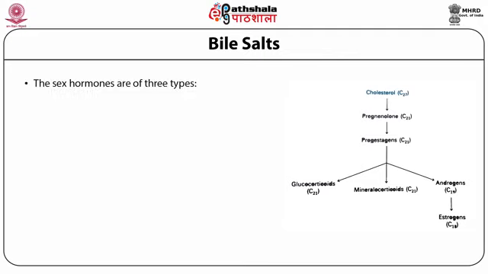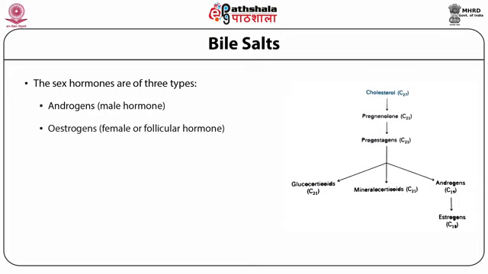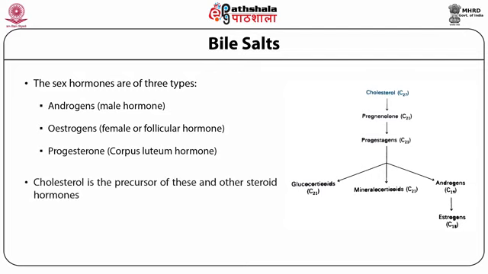The sex hormones are of three types. Androgens are male hormones. Estrogens are female or follicular hormones. Progesterone is the corpus luteum hormone. Cholesterol is the precursor of these and other steroid hormones. The steroid hormones are hence either adrenocortical hormones or sex hormones. These are synthesized in different endocrine tissues and reach the target cells through blood.